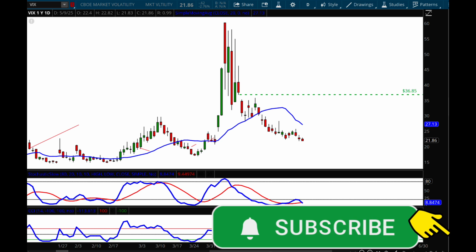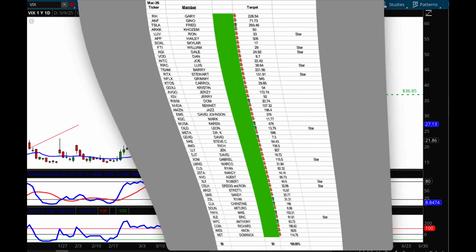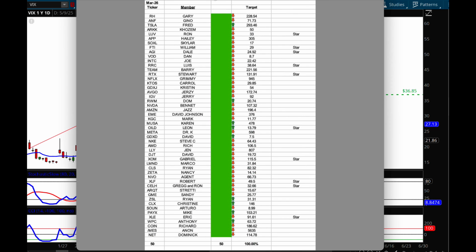Now, earlier I mentioned the rapid fire stock analysis. I'm going to show you something. This is a milestone for us. For the first time since I've been offering this service, we hit 100% of the targets that were set on March 26th.